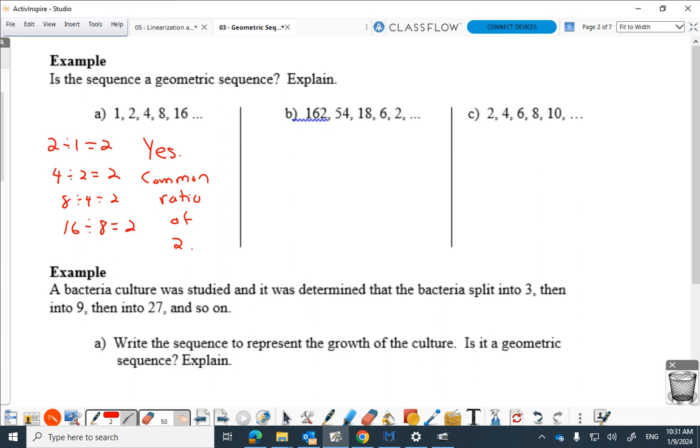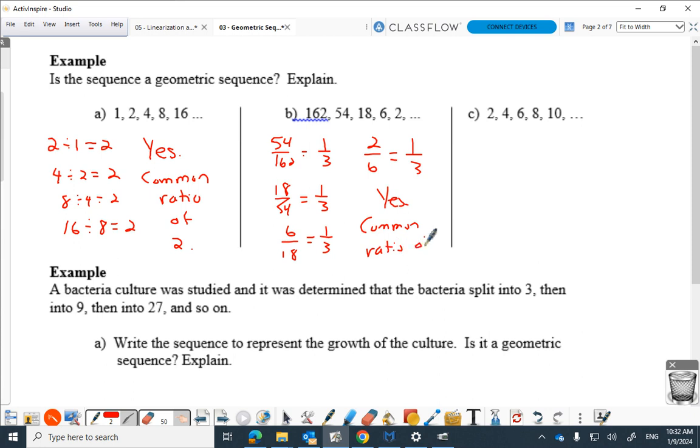Other people have to go 54 over 162 is 1/3. 18 over 54 is 1/3. 6 over 18 is 1/3. 2 over 6 is 1/3. You may have to go through all those steps to convince yourself that it's being multiplied by 1/3 every time. But yes, common ratio of 1/3 this time.